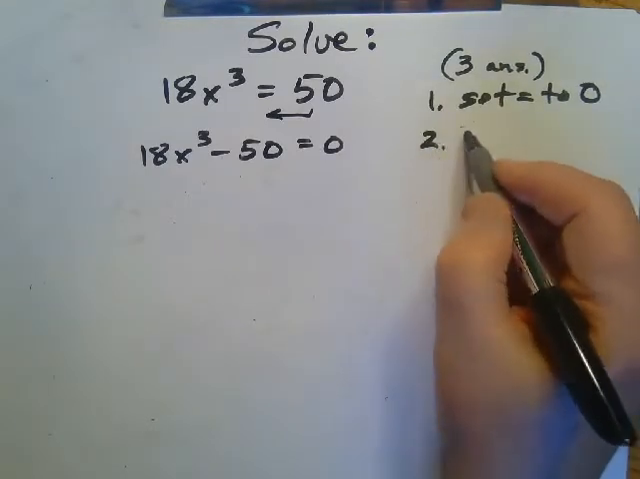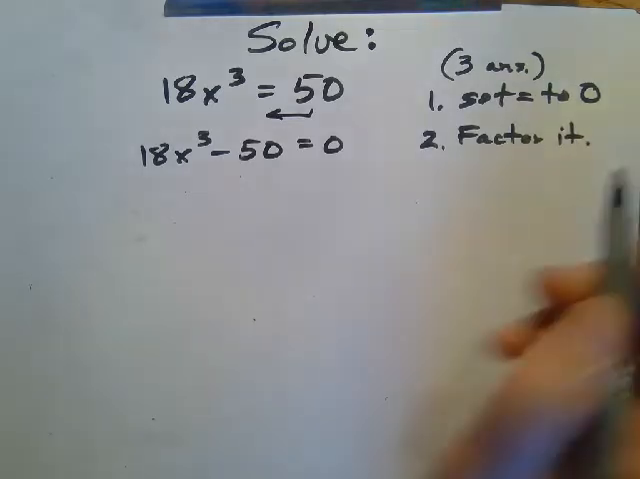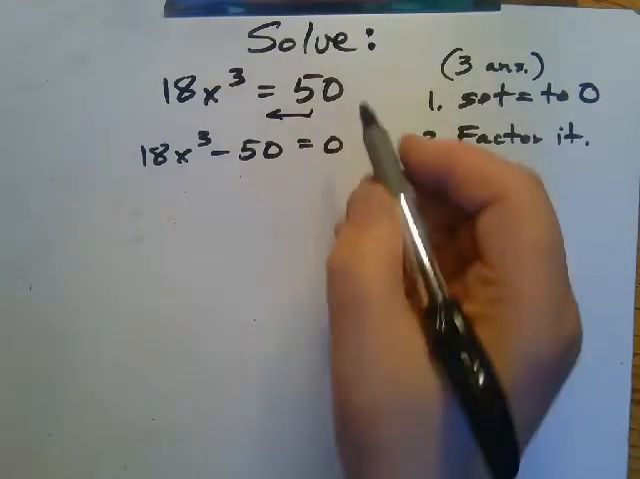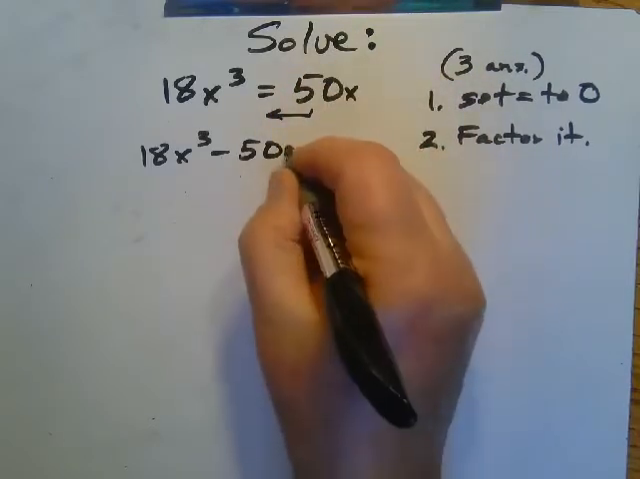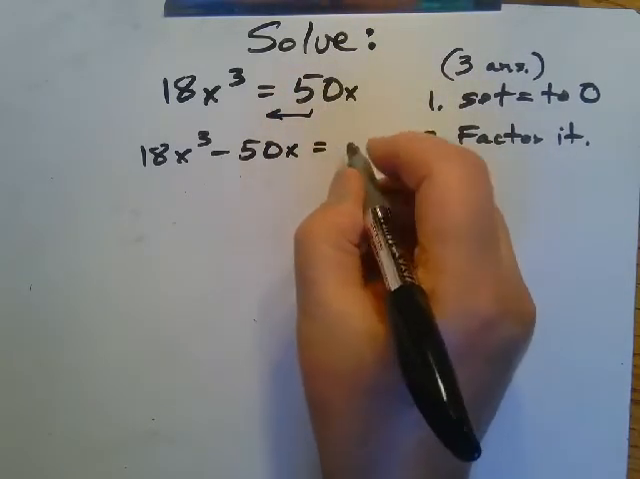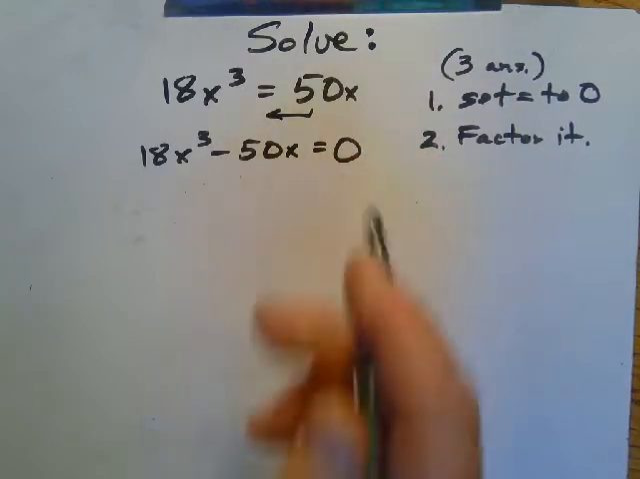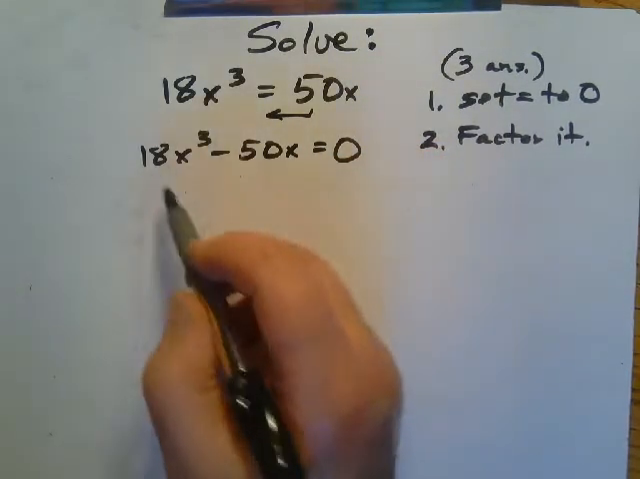Step 2 is to factor this. Well, let's see if we can factor it. Oh, I'm sorry. It's supposed to have an x here. I did miss that, didn't I? 50x. So if I move the 50x over to the left, I get negative 50x. Goofed up there.